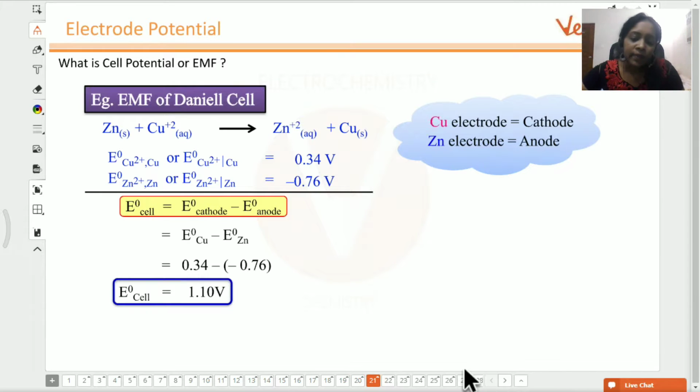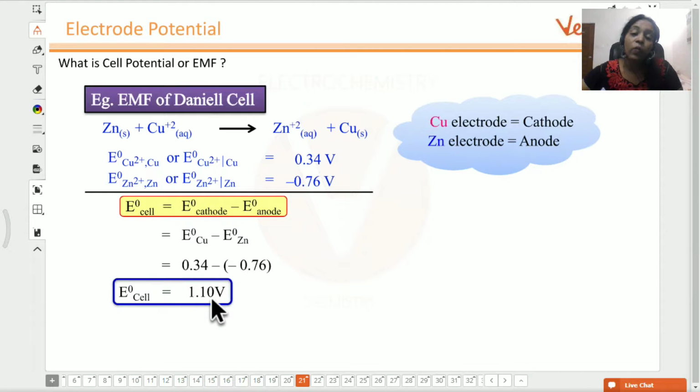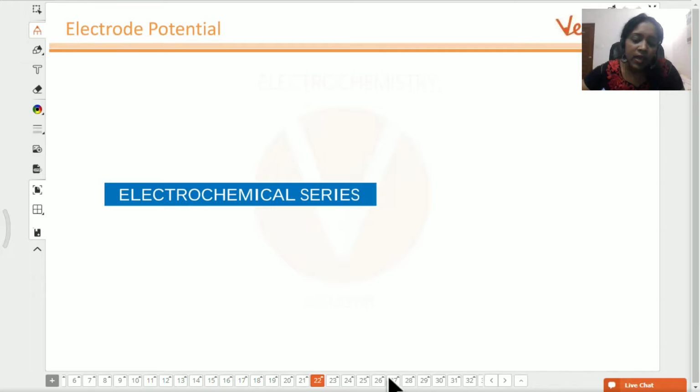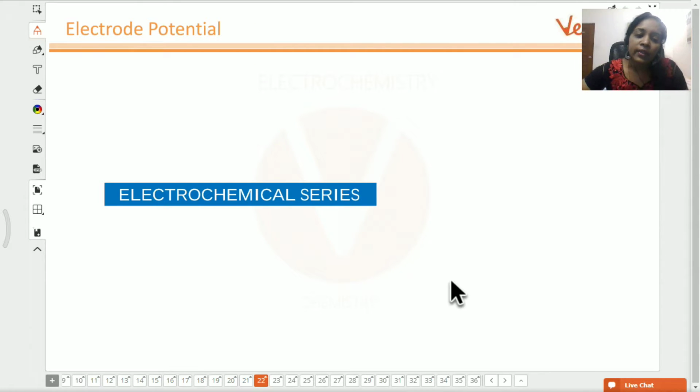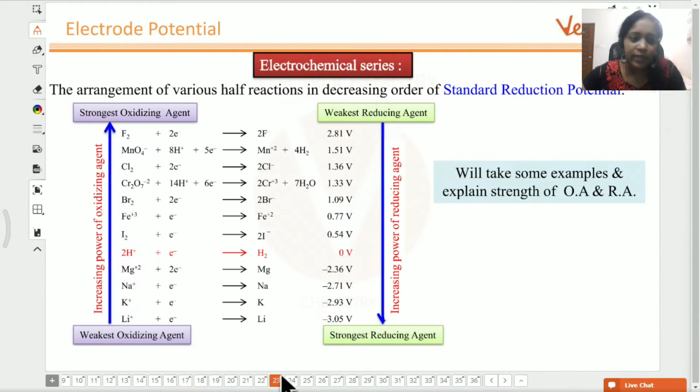So the EMF of the Daniel cell, which we spoke about, actually works out to be around 1.1 volt. Moving on to our next concept. We will do some questions if we have time for it, on the concept of electrode potential as well. But before that, let's try to do the electrochemical series. I doubt if we will have time for the Nernst equation, but we will see if we can cover the electrochemical series. So what is this electrochemical series?